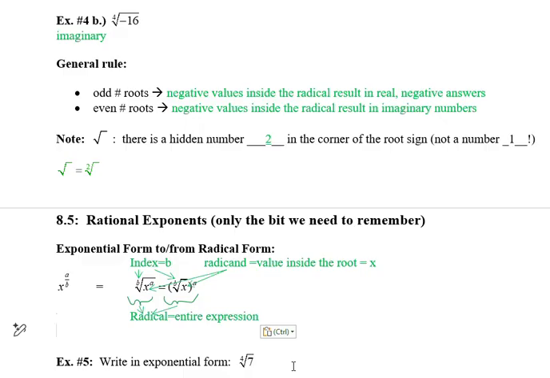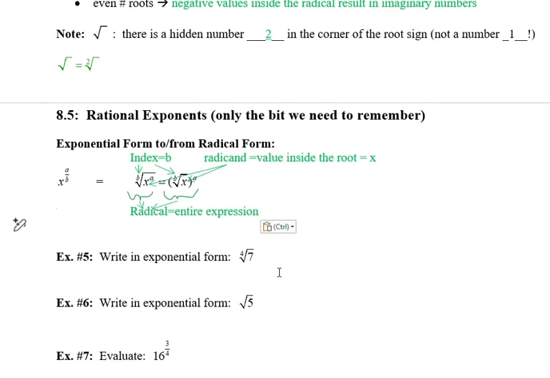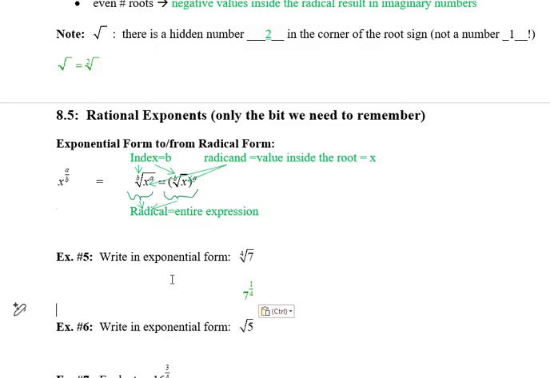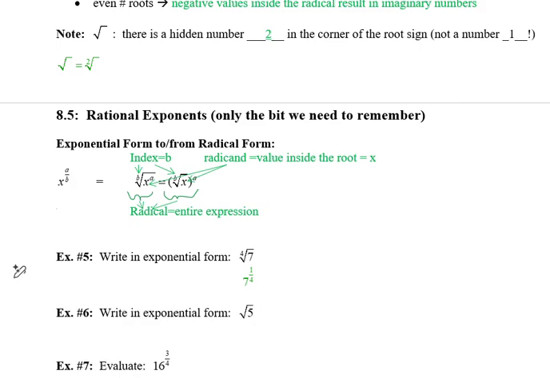So we can flip from radical form to exponential form and vice versa. So if I have the fourth root of 7 and I want to change it to exponential form, that becomes the 7 to the 1/4. If I have the square root of something, well, in this case it's 5, that becomes 5 to the 1/2, because of that implied 2 in there.